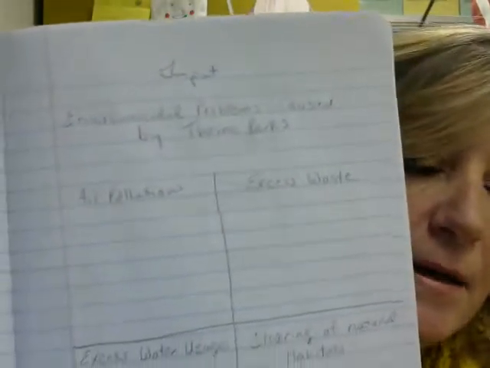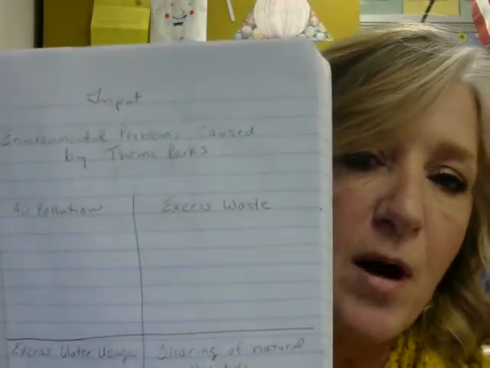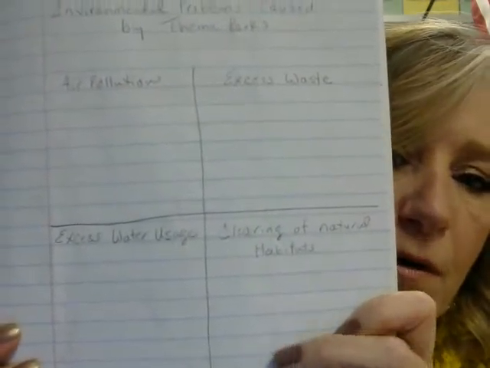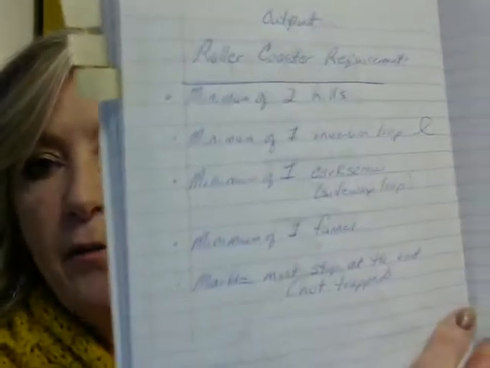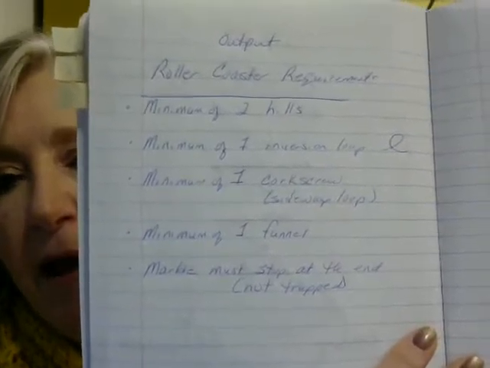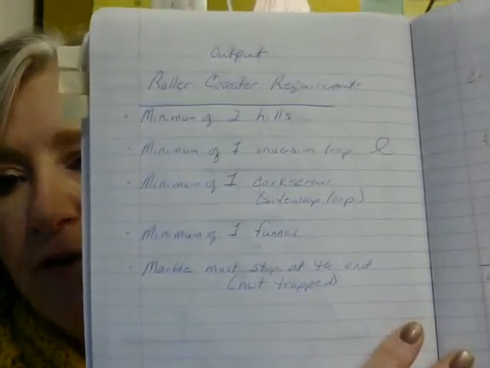So you're going to open it up to a new input output. Oh, I made a mistake. The actual last thing that you should have in your journal is where we talked about the environmental problems caused by theme parks, and you filled out that sort of graphic organizer. And then on the output side, we had the requirements of building the roller coaster. So sorry, my bad. That's the last thing that you should have in your journal.